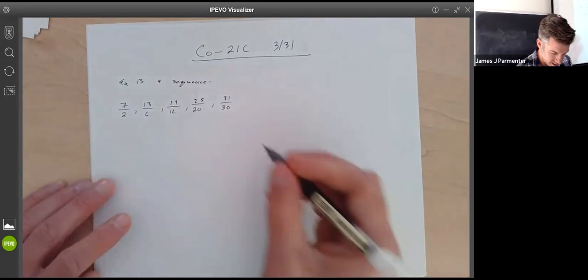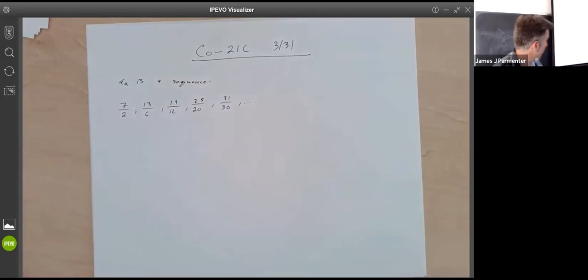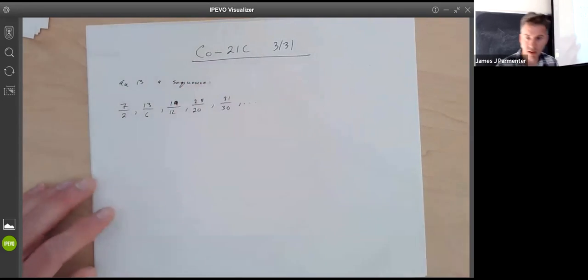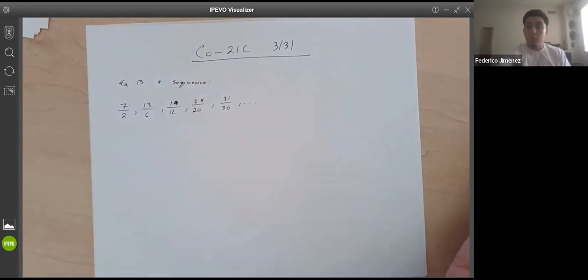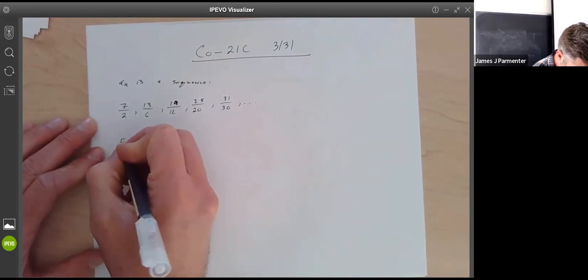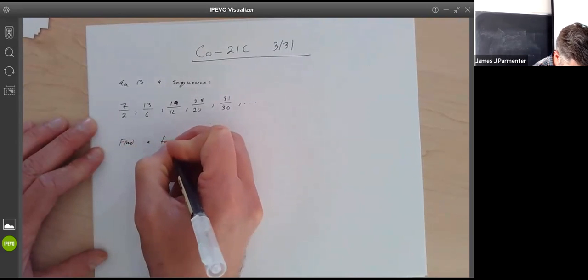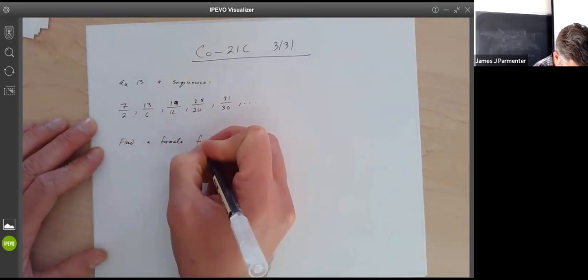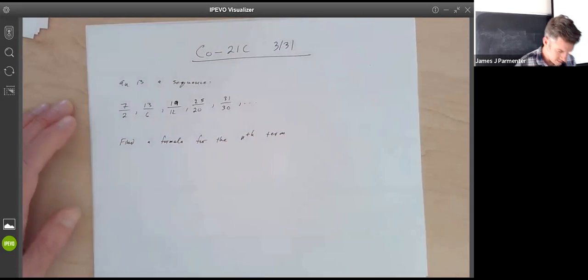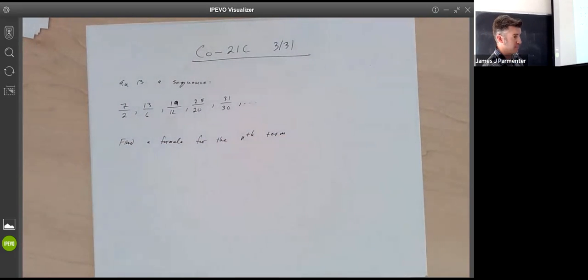Okay, here is a sequence. And hopefully you guys can read what I've written. Our job is to find a formula for the nth term. And as is typical for ones that are written like fractions, we're typically going to consider the numerator and denominator separately because it's going to make it easier.